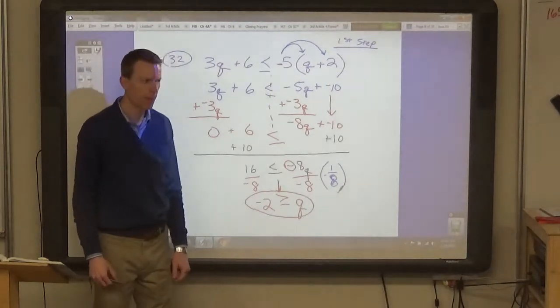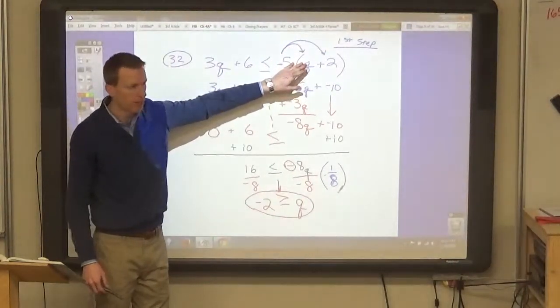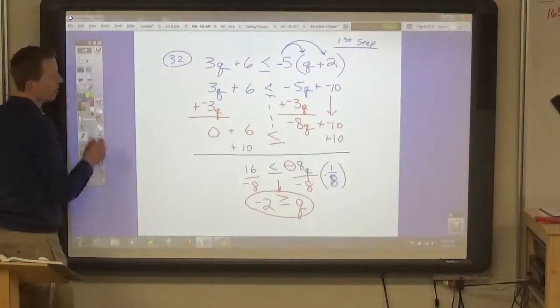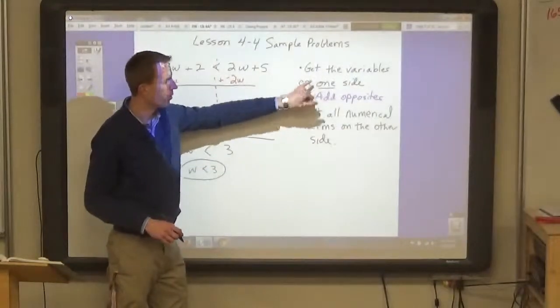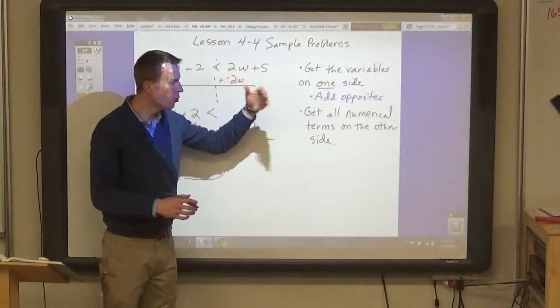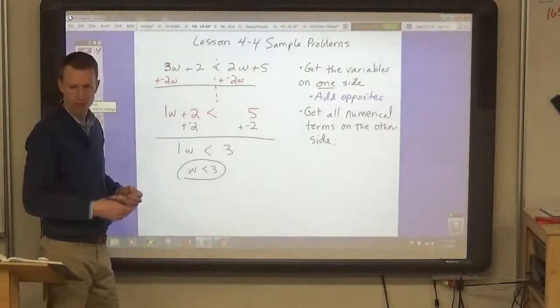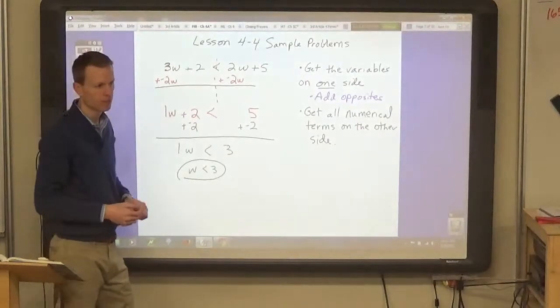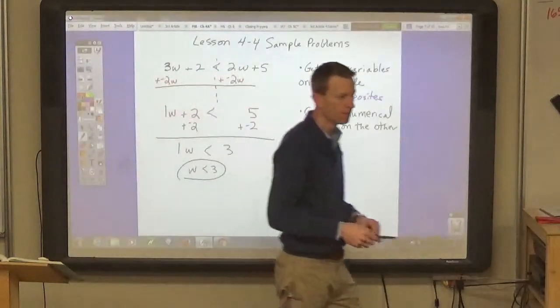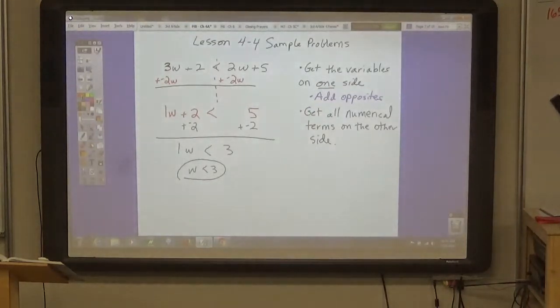Any questions on this? So the first step was to distribute the number. Then we have to go back and do what we did on this problem, where you get the variables on one side by adding opposites, get all the numerical terms on the other side, and then you can solve it for the variable. Okay? All right. So those are the two sample problems that I wanted you to work on for today.